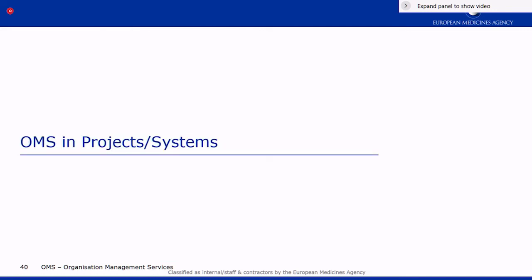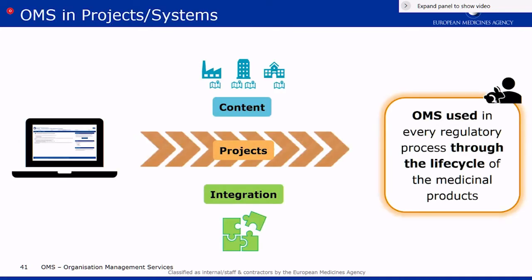Changing now into the OMS project and systems. Where are we? What are we doing? How does this happen? The OMS strategy for integration in regulatory procedures happens with the inclusion of a new project. So we do this by onboarding and expanding our OMS dictionary, the content. This goes hand in hand with the technical integration, and the aim, of course, is to have the OMS being used throughout all the life cycle of the medicinal products.